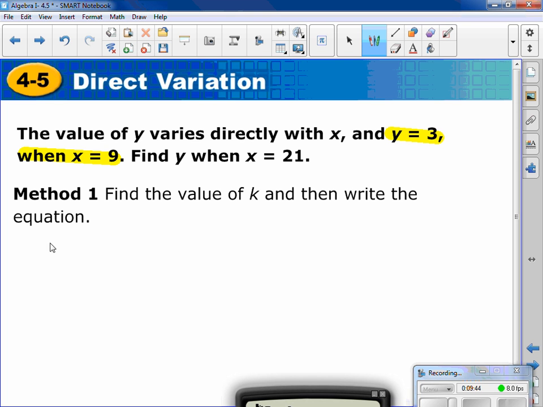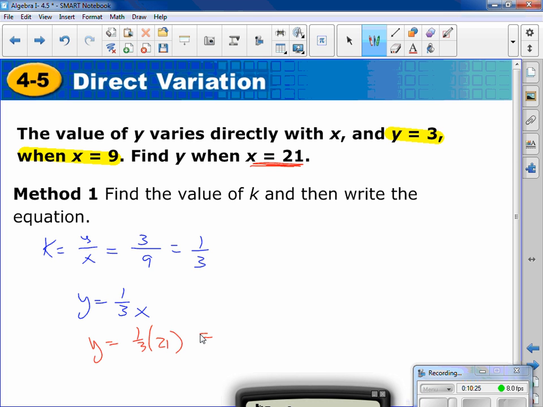How can I find k? y divided by x, which is 3 over 9. 3 over 9 means 1/3. So y equals 1/3 x. With that being said, we want to find out what the answer is when x is 21. So I'm going to take this 21, put it in there. y equals 1/3 times 21. 1/3 is the same thing as dividing by 3. So it's 21 divided by 3. y is 7.